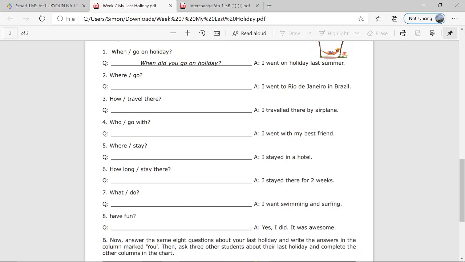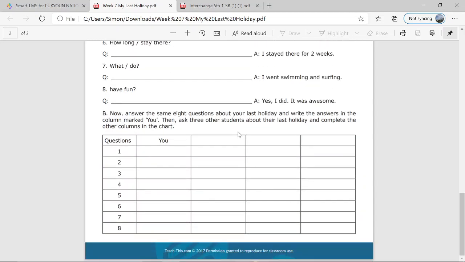When go on holiday? When did you go on holiday? Where go? Where did you go on holiday? So we'll be practicing this with partners together. And I want you to make up some questions as well.